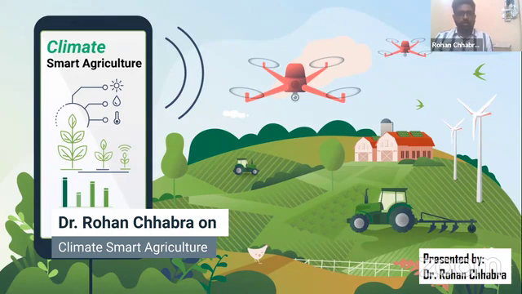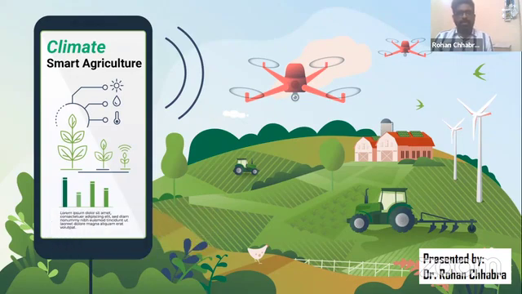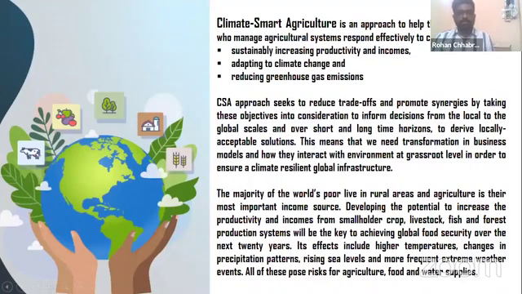And today's topic of presentation is climate smart agriculture. So we'll start with basically what is climate smart agriculture. Climate smart agriculture is an approach to help farmers who maintain agriculture systems respond effectively to climate change.